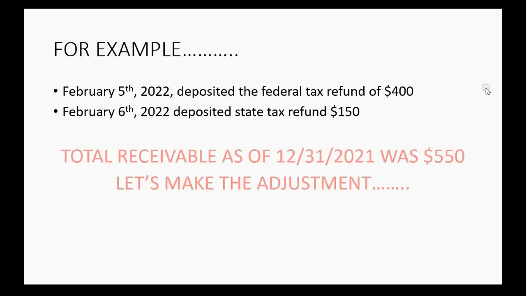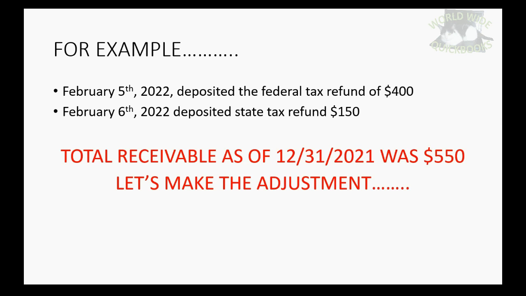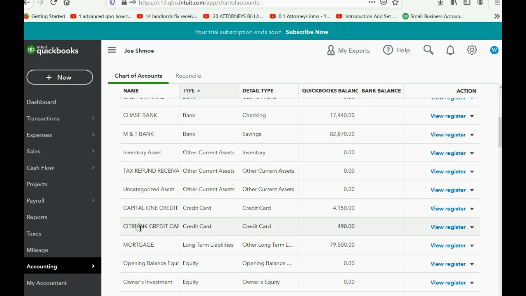So now let's record the receivable for the refund as of December 31, 2021. The total amount receivable was $550, and we have to decrease our federal income tax expense and state income tax expense for their respective numbers so that you can have an accurate profit and loss as of December 31, 2021. Now, the way to record this is to make a journal entry.